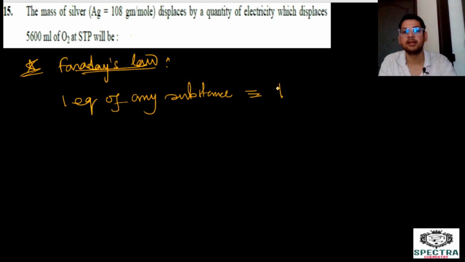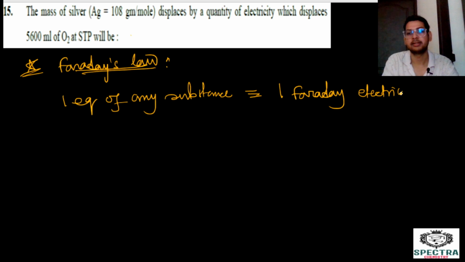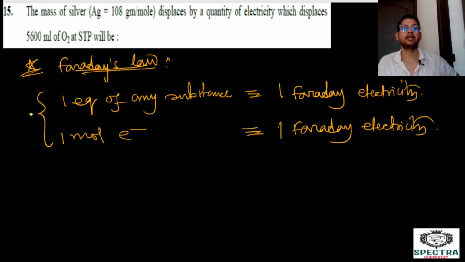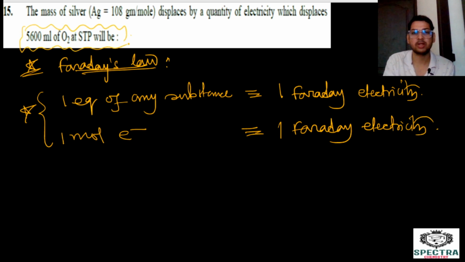One equivalent of any substance means 1 Faraday electricity. You can use this formula, or you can use 1 mole electron, which is equivalent to 1 Faraday electricity. Anything you want, whichever is most suitable for you, you can use. Sir, this thing is a little difficult for me, that 5600 ml O2.